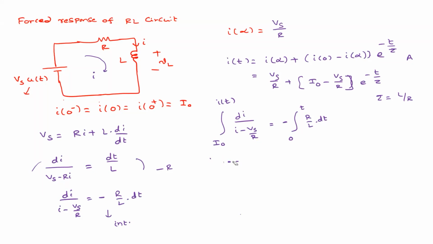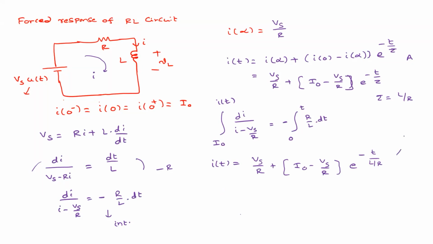Same formula as it is. What is I of t? If you solve this one, what are you getting? It will be Vs by R plus I naught minus Vs by R into e to the power of minus t by L by R, right? So L by R is tau. Both are the same. Yes, sir, both are the same, right?